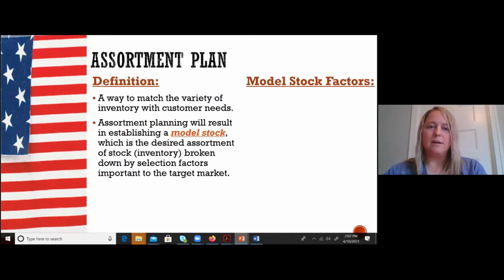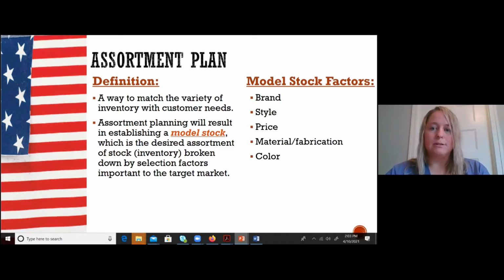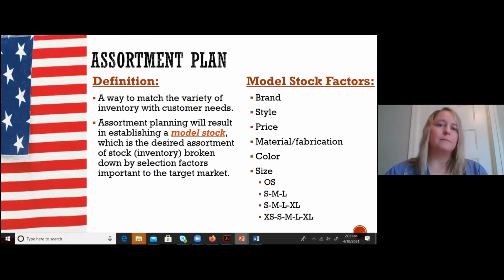So by definition, an assortment plan is a way to match the variety of inventory with customers' needs. And an assortment plan will result in establishing what's called a model stock plan, which is helping us to decide what the desired assortment is regarding inventory. And it's broken down by a selection of factors that are important to your target market. So model stock factors include things like your brand, the style, price, material or fabrication, color, size, and variety of sizes. So one size versus small, medium, large, small, medium, extra large, etc., or even numbered sizes.